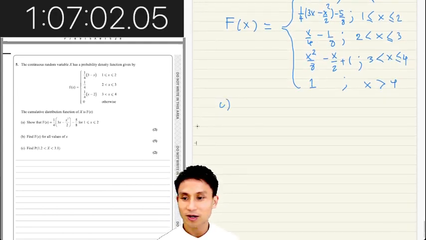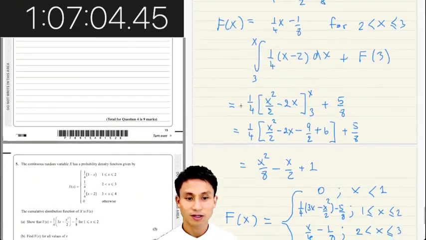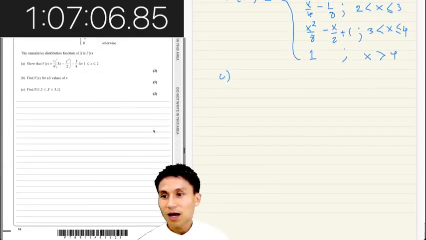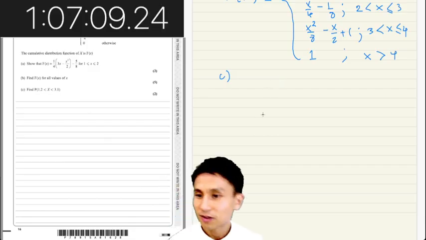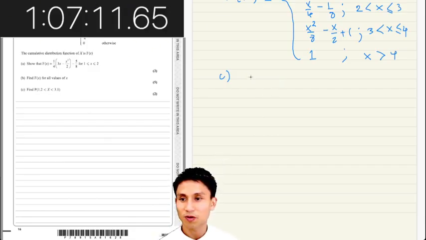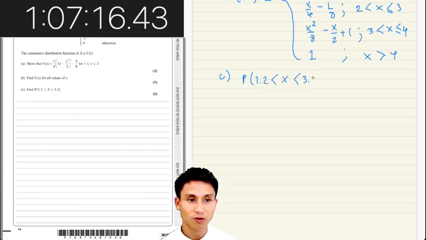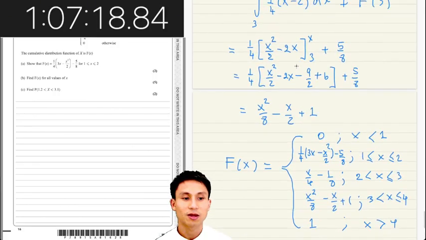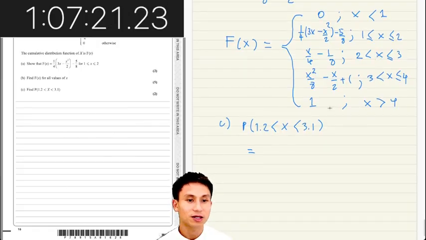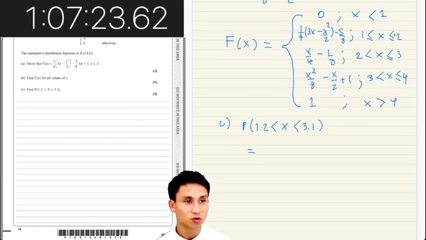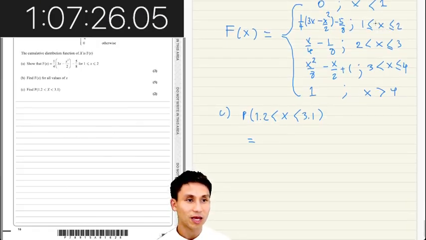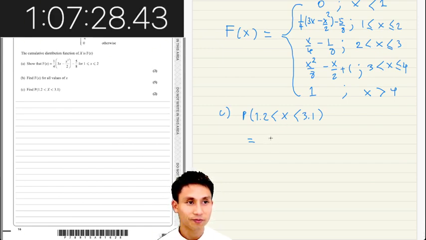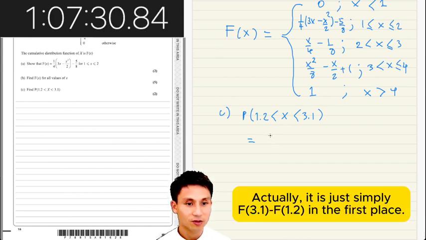Okay, so part C now. That's B, right? Yeah. Find P of 1.2 less than x less than 3.1. Okay, so P of 1.2 less than x less than 3.1 would be equal to, well, look at the cumulative function here. So we're going to start from 1.2 to 2 first. So it's in that domain first. So we're going to do f(2) minus f(1.2) first.